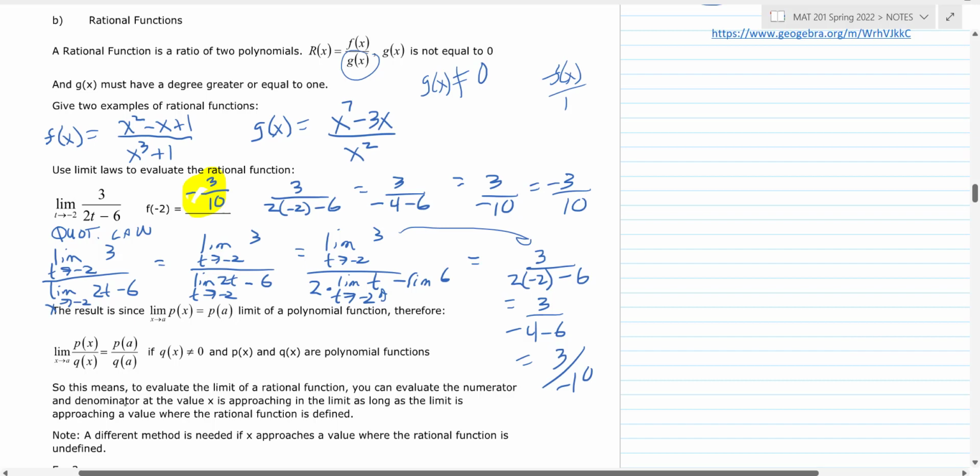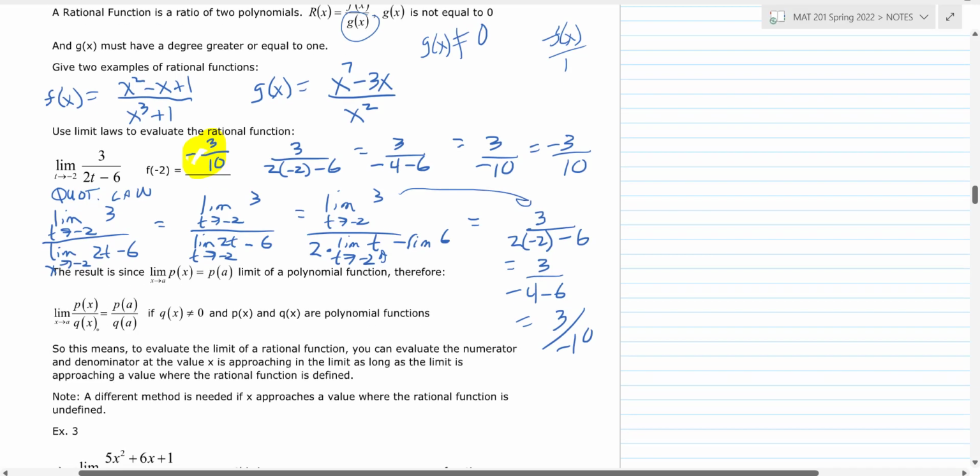So really what we can do to find a limit of a rational function is, again, just plug that value of a in. So just plug it in, like on this, you'd have p of a over q of a, and if you get a finite answer, then that is guaranteed to be the answer to that limit.